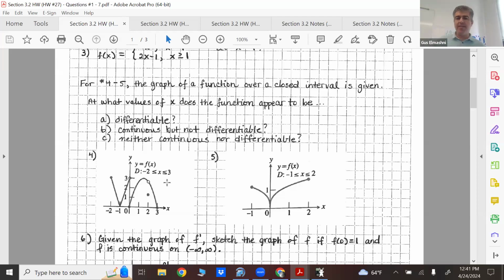Yeah, I see what you're saying. Because we're saying it's not differentiable, but it's continuous there. So you're saying for part B to include -2 and 3. Is that what you're saying, Captain?